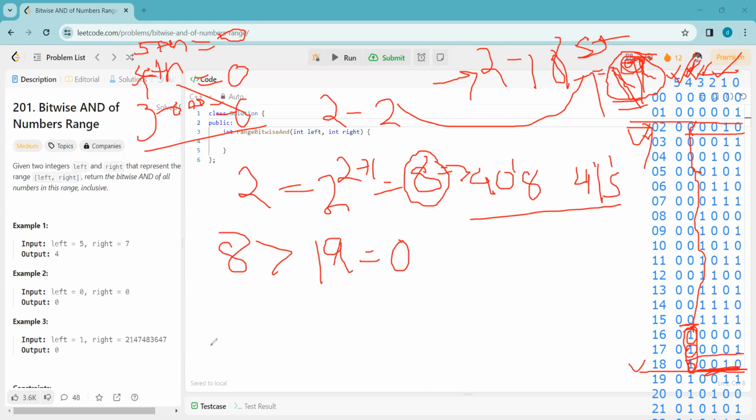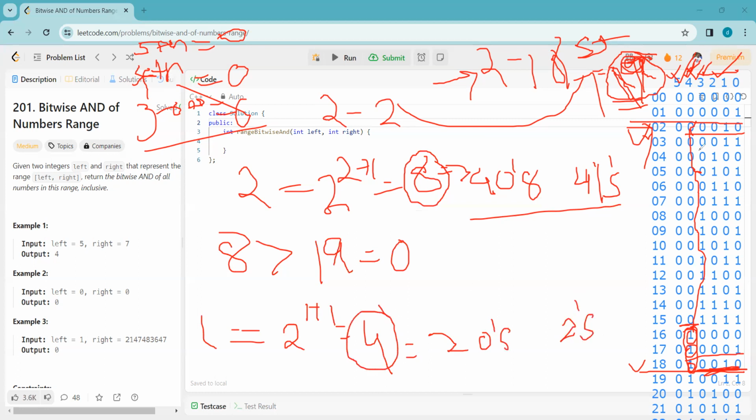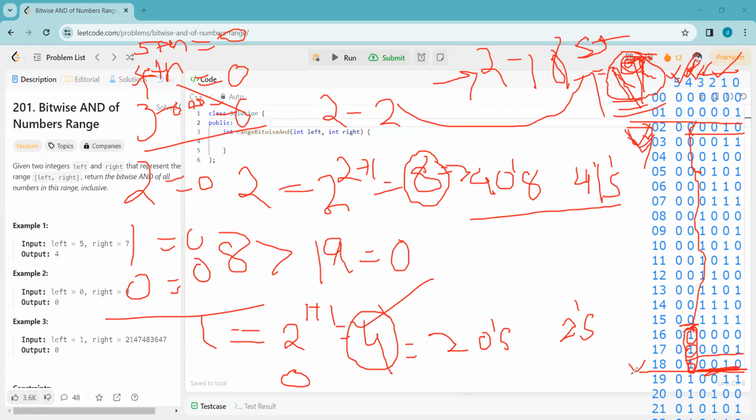Similarly, for the first bit, the range will be 1 plus 1, that is 4. That means after every 4 numbers, our pattern will repeat. That is, the first 2 numbers will be zeros and then 2 numbers will be 1. And since our original range is greater than this range, the bitwise AND for that bit will always be 0. That means for the second bit also it is 0. For the first bit also it is 0. For the 0th bit also it is 0. That means the bitwise AND of the numbers from 2 to 18 will be 0.